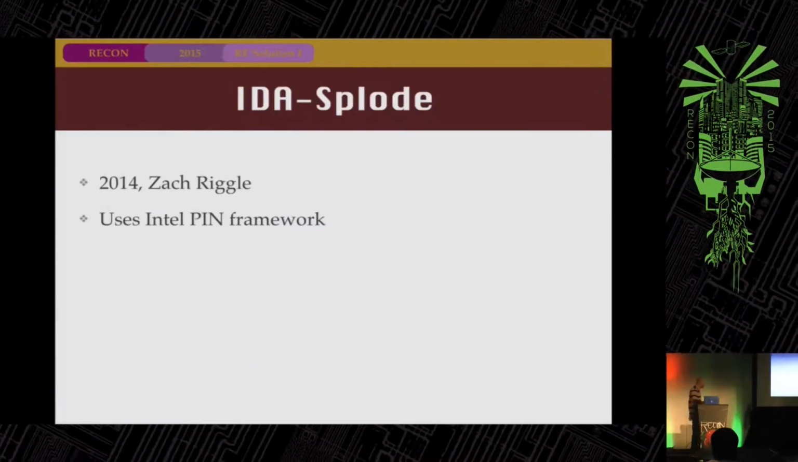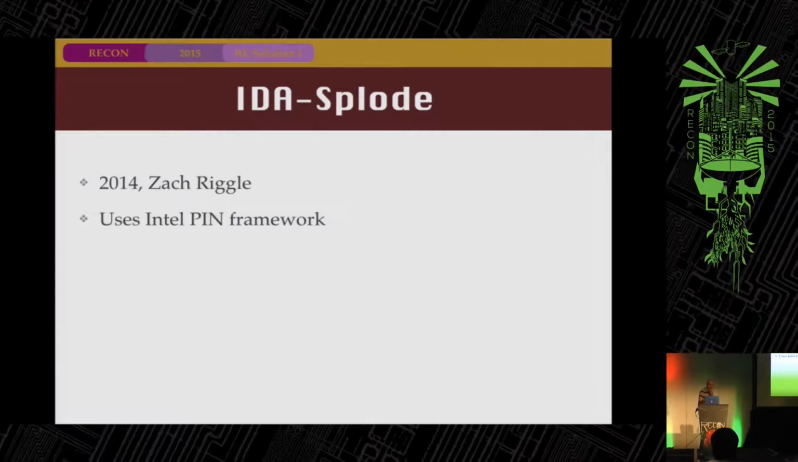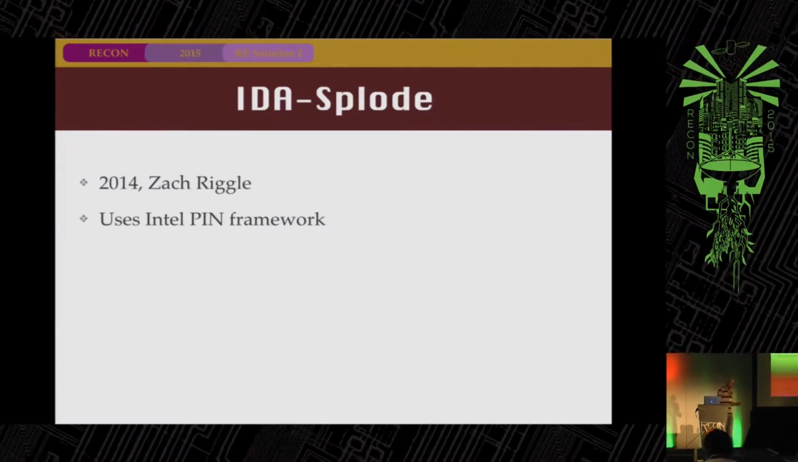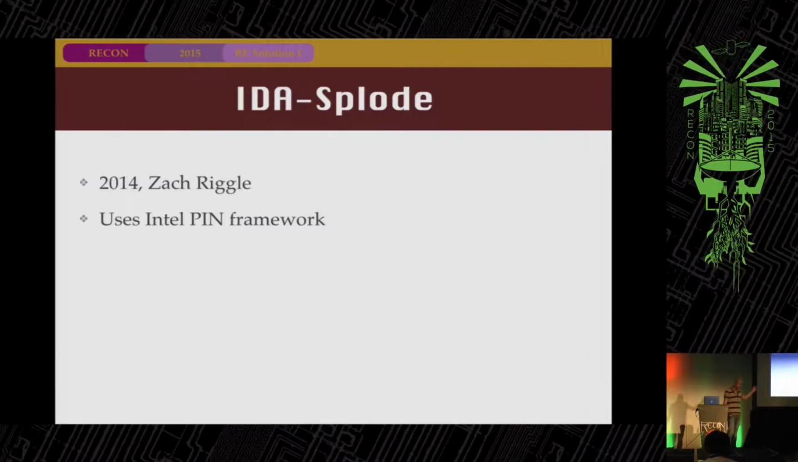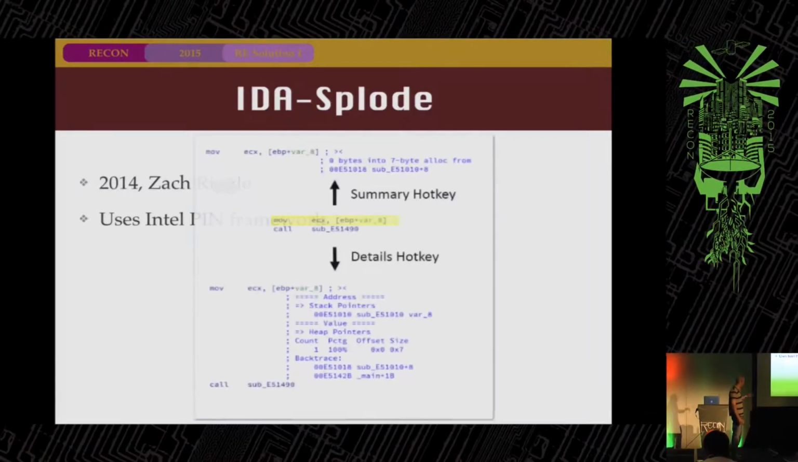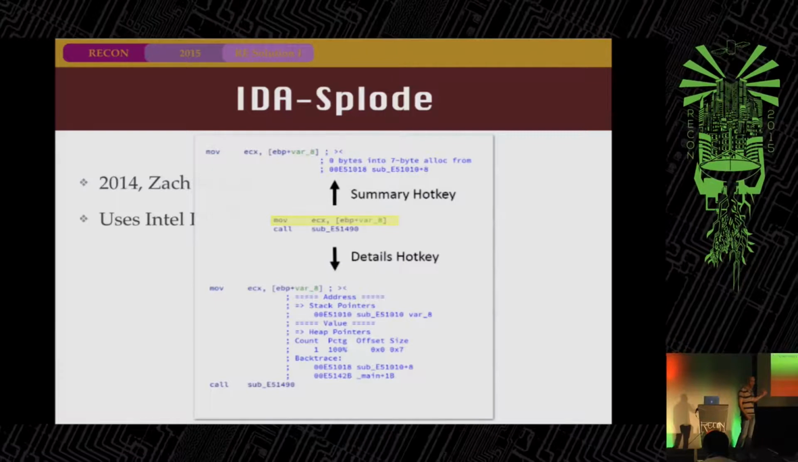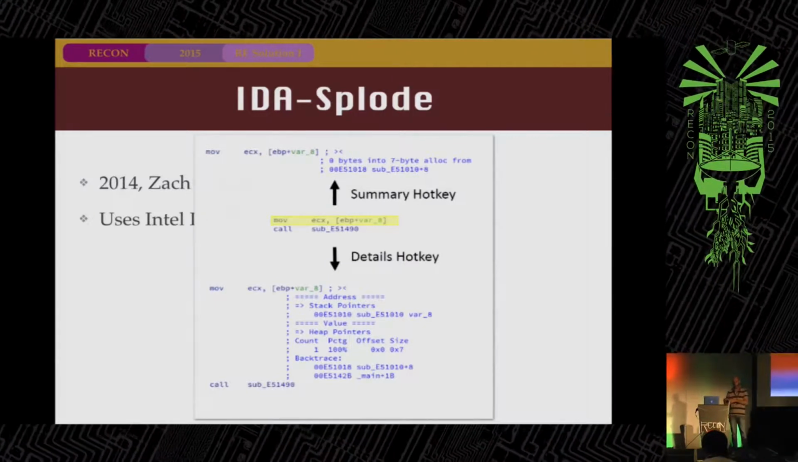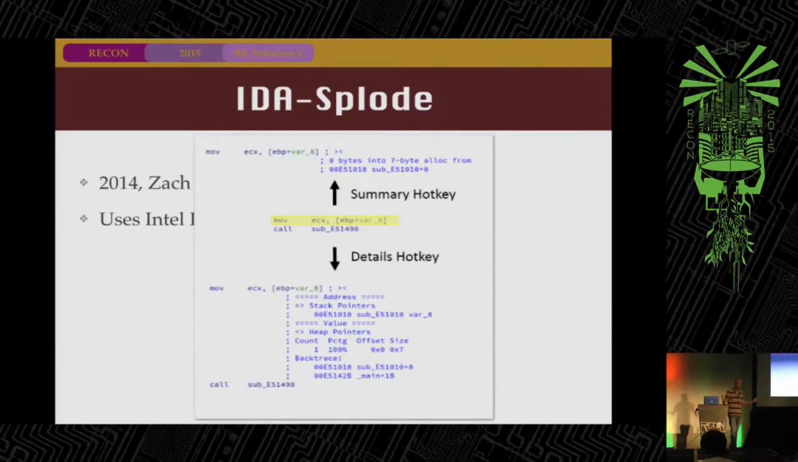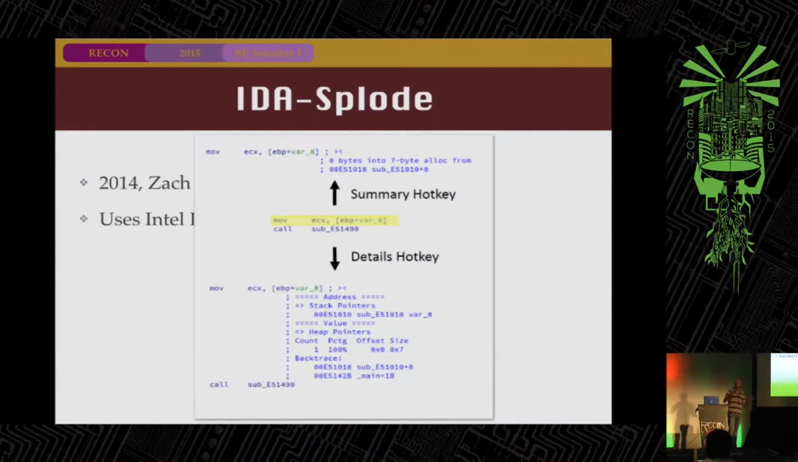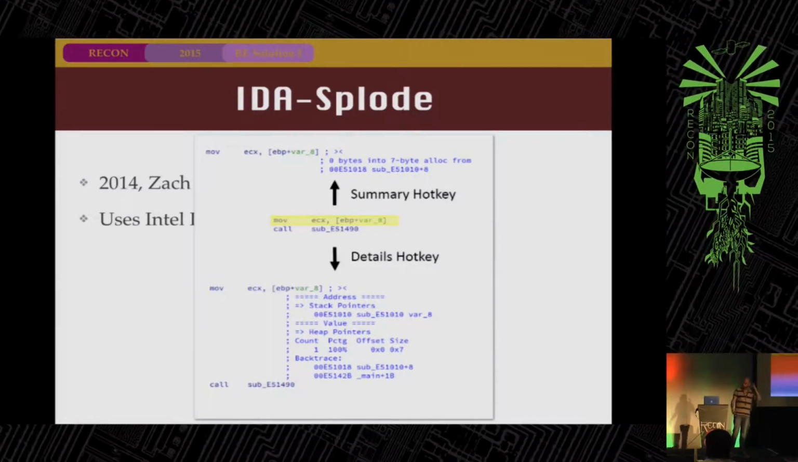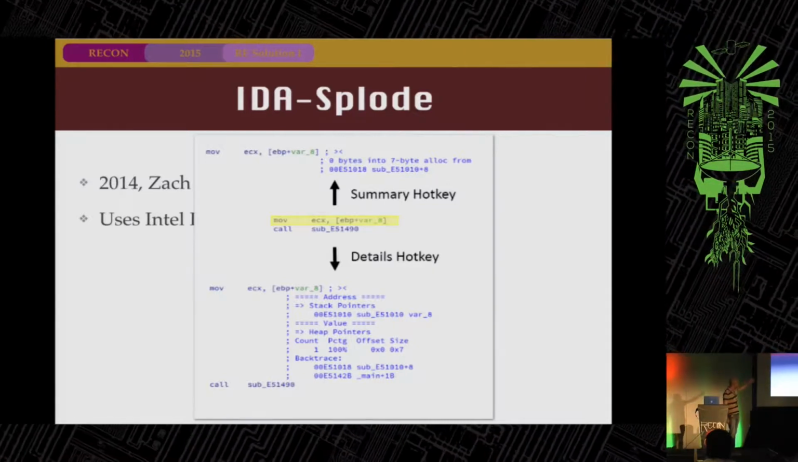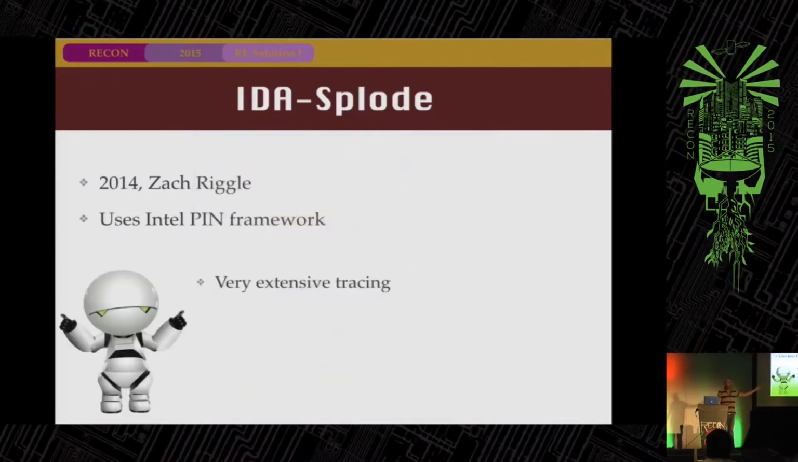It was developed in 2014 by Zach Riegel, and for its dynamic framework, it uses the Intel PIN framework, which is a binary instrumentation framework, if you don't know. And so the thing is, it's really cool. You have to run your binary file inside PIN with a provided PIN tool, and then you get some kind of trace file which you later load into IDA, and then IDA-Splode takes all this data and presents it to you. So that's really nice.